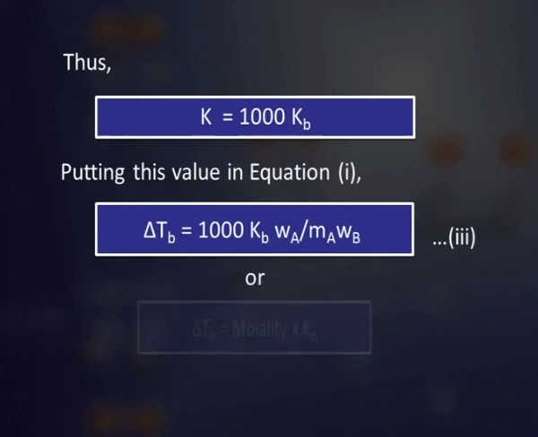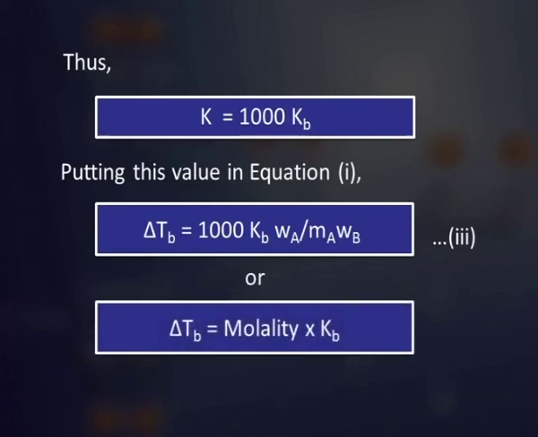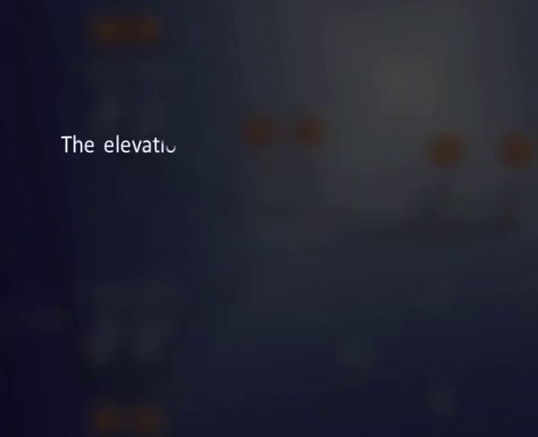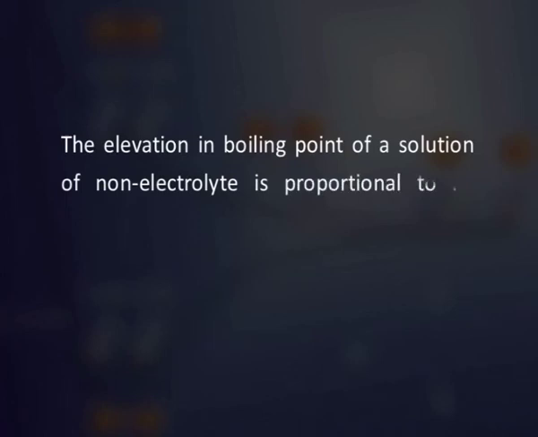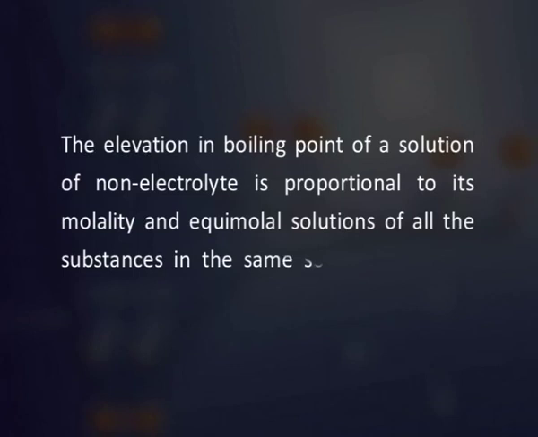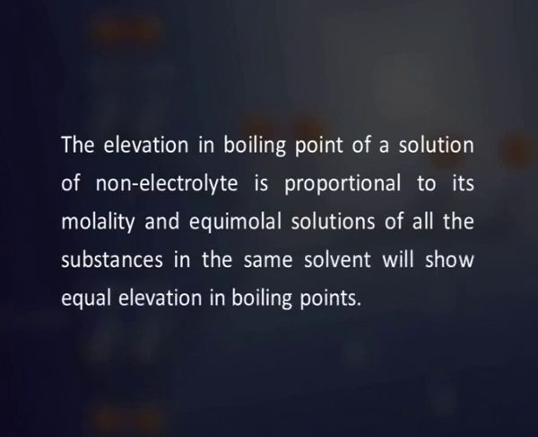Or we can say that delta Tb is equal to Kb into molality. It is because molality is equal to 1000 into Wa upon MaWb. The elevation in boiling point of a solution of a non-electrolyte is proportional to its molality, and equimolar solutions of all the substances in the same solvent will show equal elevation in boiling points.